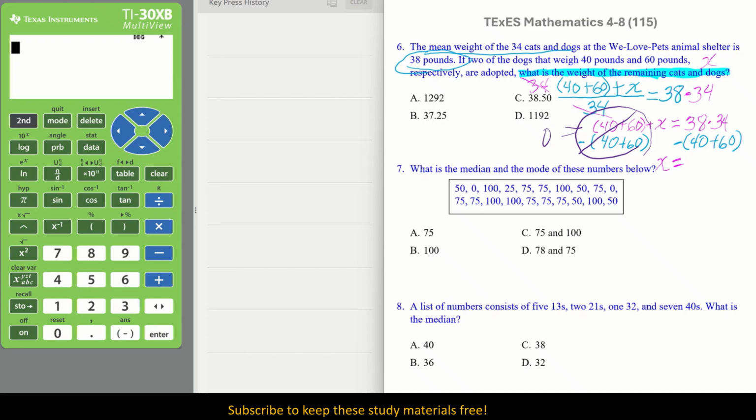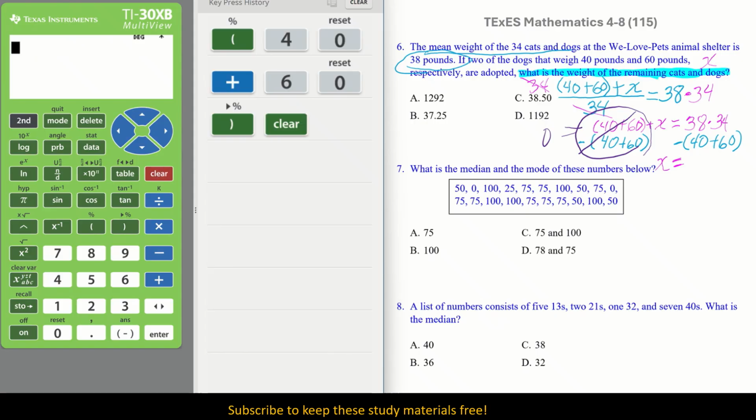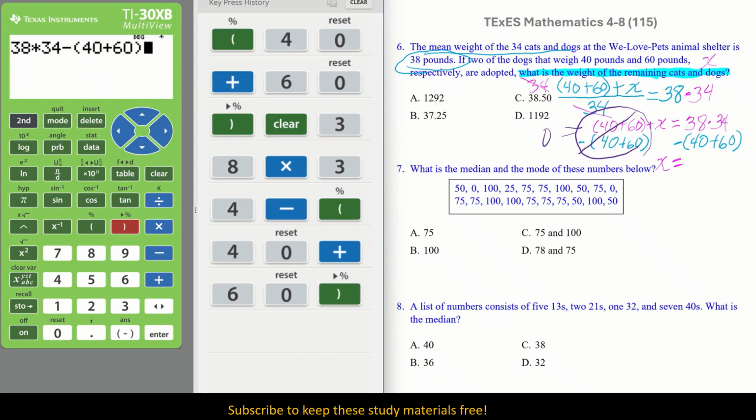Let's pop in the calculator. So in parentheses, we have 40 plus 60, and I'm not adding that up because I want you to see what we have. Actually, that is incorrect. I need to put in multiplied 38 times the 34. Now I subtract the 40 plus the 60. Okay, and that's what I have on my right-hand side. Double checking my numbers. Let's push enter. And that is the weight of the remaining animals in the shelter, which is option D.